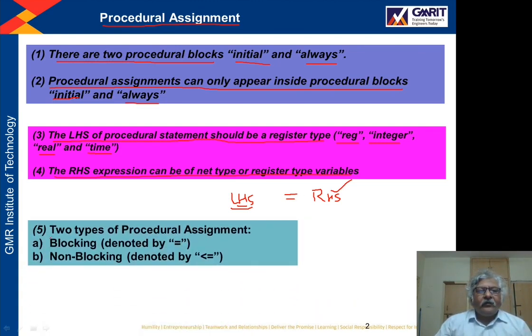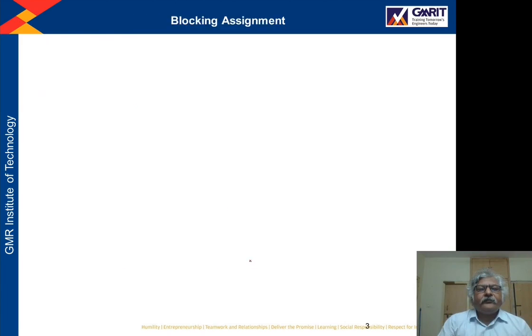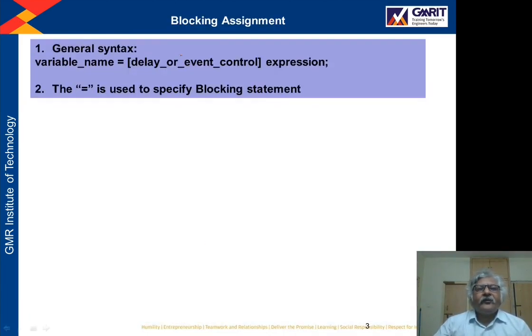Now there are two types of procedural assignments, right? One is the blocking type of procedural assignment, and it is denoted by the equal to symbol. We have done a lot of examples using blocking procedural assignments. And there is another type of procedural assignment, and that is non-blocking, and it is denoted by the assignment symbol less than equal to, right? So first we will see in this lecture the blocking assignment.